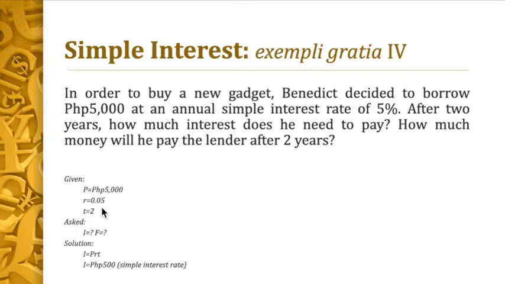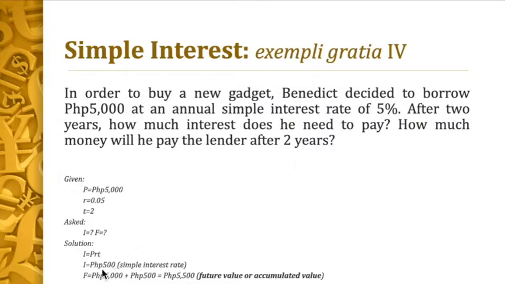And again, like I explained, for the F, the amount that he needs to pay back the lender after 2 years, that's going to be the interest, 500, plus the principal P. So what we're going to do is just add them. Our F is 5,000 pesos, the principal amount, plus the interest gained by the lender for letting his money be borrowed. So that's 5,500. That's the total amount that Benedict needed to pay the lender after 2 years.